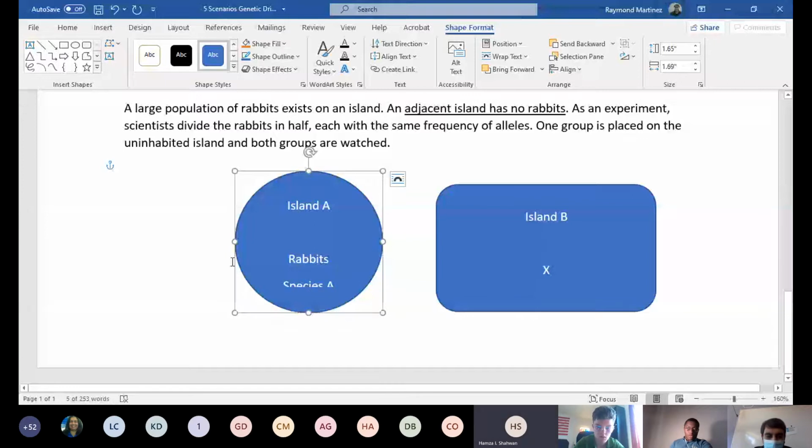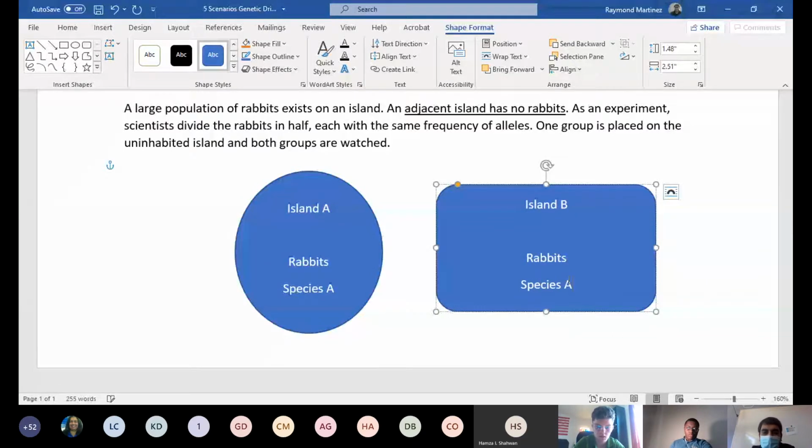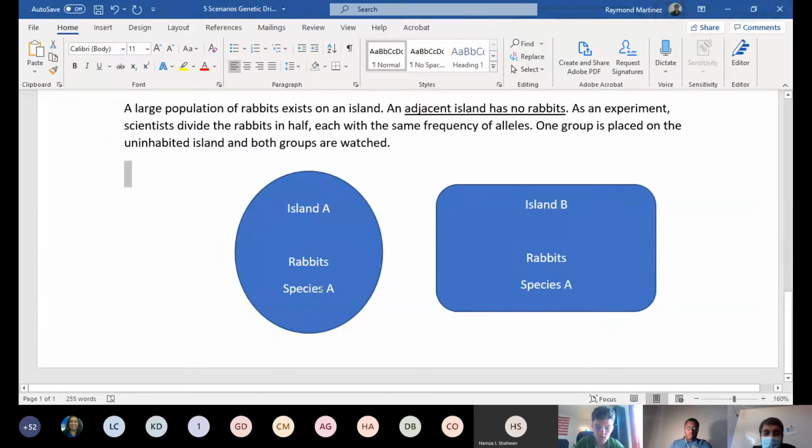Is it going to decrease? That's true. The rabbit population will decrease on Island A because we're cutting it in half. But think of it more from an evolutionary perspective. The person who sent me a message said that nothing's going to happen. They said that if they take the rabbits here and here, nothing has changed, right?